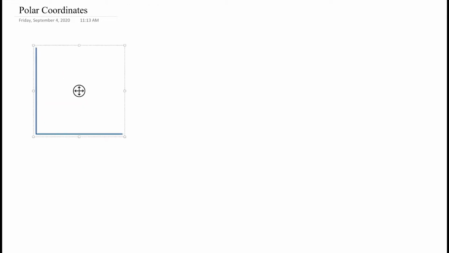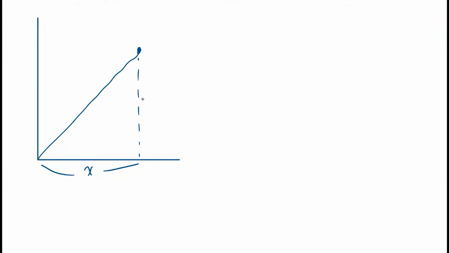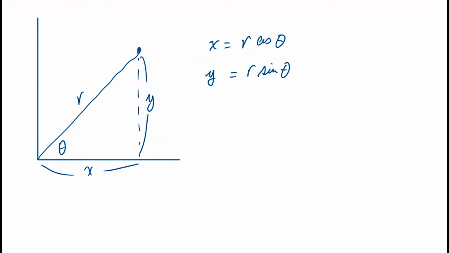Okay, so let's say we have x and y. That's xy, right? When we say xy, that means this is x. I'm going to zoom in a little bit. This is x, and this is y, right? And of course, this is r, and this is theta. So obvious relationship: x is equal to r cosine theta, and y is equal to r sine theta.